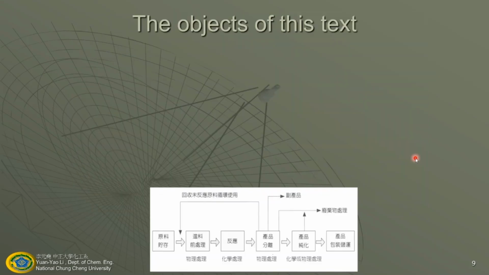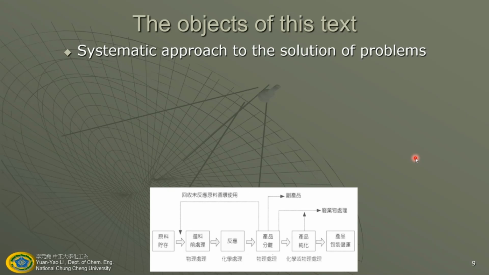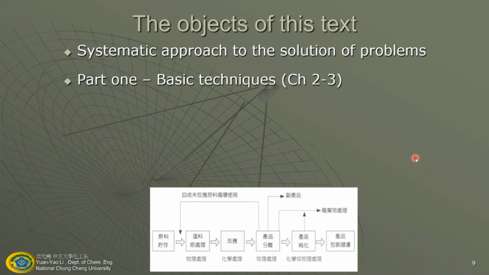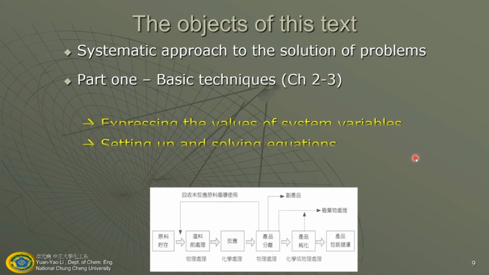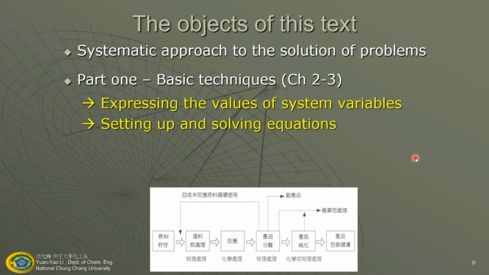So the objective of this lecture is that we want to let you know the systematic approach to the solution of problems. In chapter 2, you're ready to do some basic calculations as a chemical engineer. So we want to show you how to do this systematically. Part 1 is the basic techniques. Part 1 involves chapter 2 and chapter 3. Part 1 is the expression of the values of the system variables, and then we need to know how to set the variables. After that, we set up and then solve the equations. We get an answer.